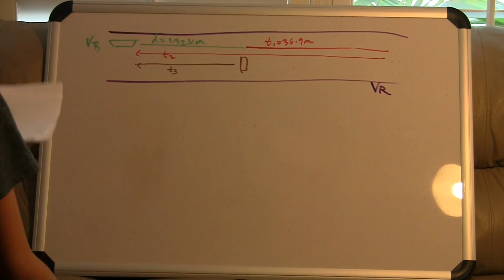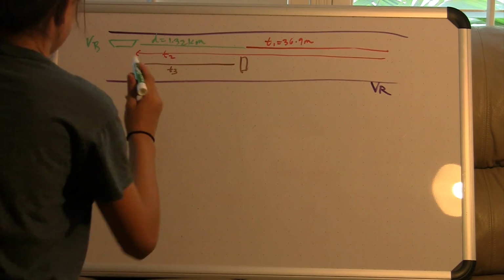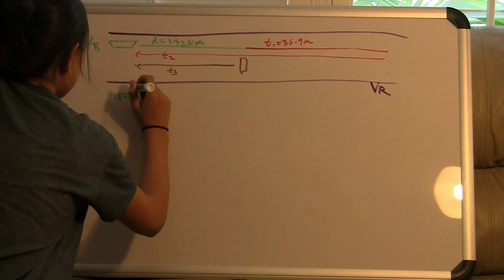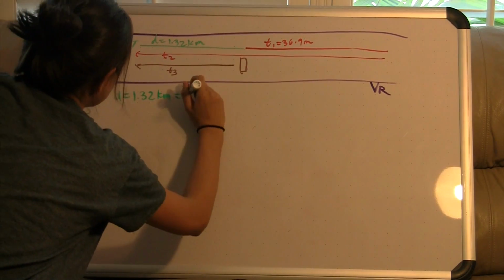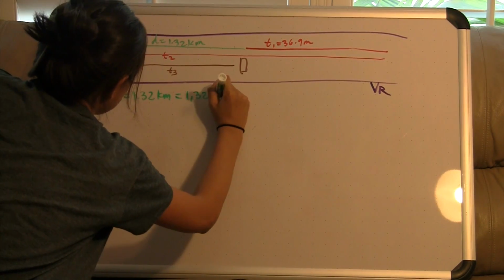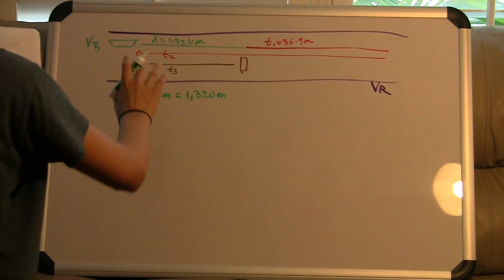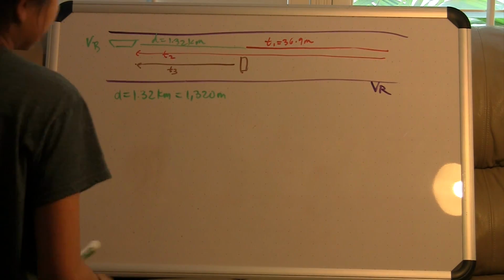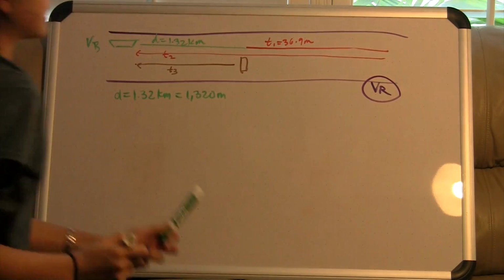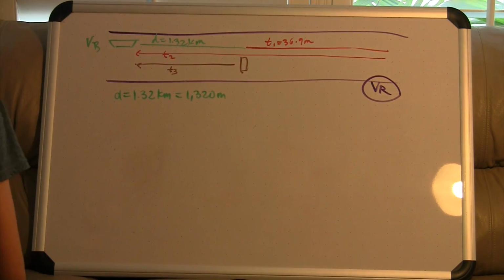Okay, so now let's set up our equations. Let's write down our unknowns. So d equals 1.32 kilometers, which also equals 1,320 meters. And it asks for meters per second of the current. So we're looking for VR in terms of meters per second. That's why I'm converting this to meters, and later on we have to convert minutes to seconds.